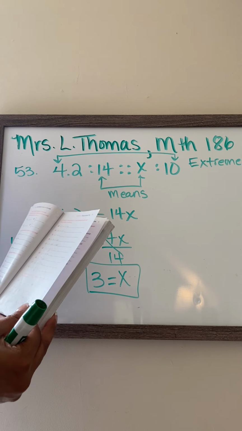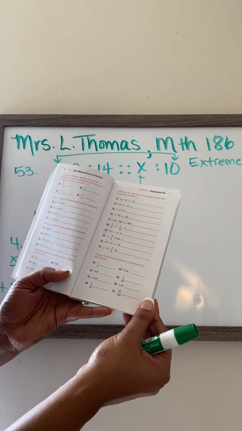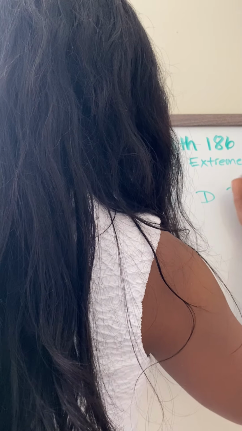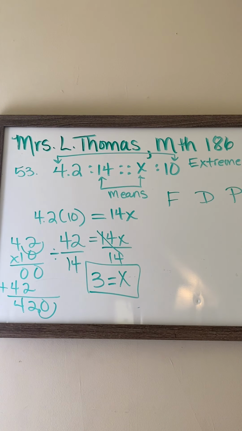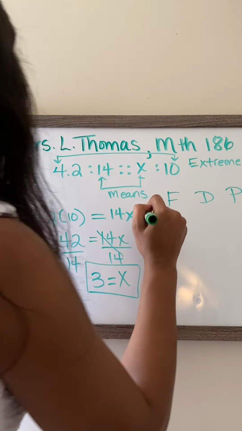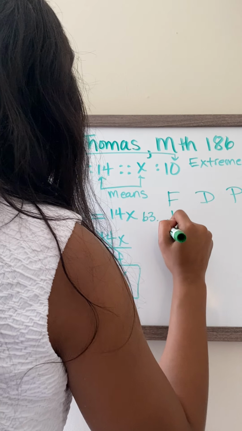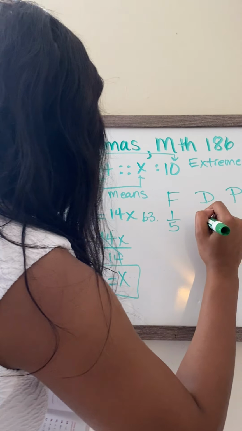Okay. For numbers 63 through 70, it says change the following fractions and decimals to percentages. Well, we've looked at that. Fraction, decimal, and percent. Let me look and see. For number 63, it gave me the fraction 1/5. Well, how can I change it to a decimal? Divide it. Divide.